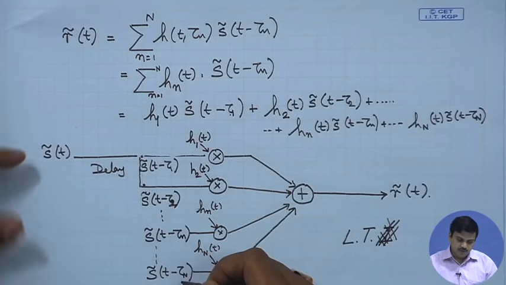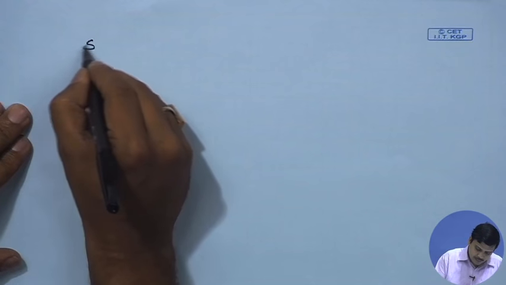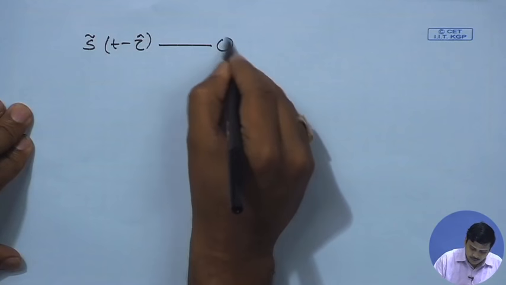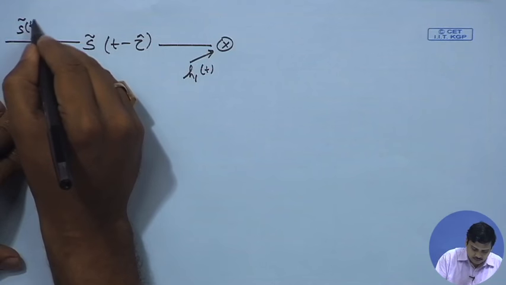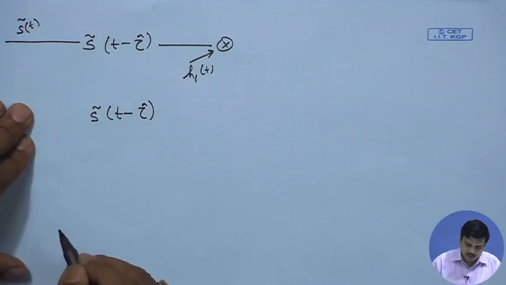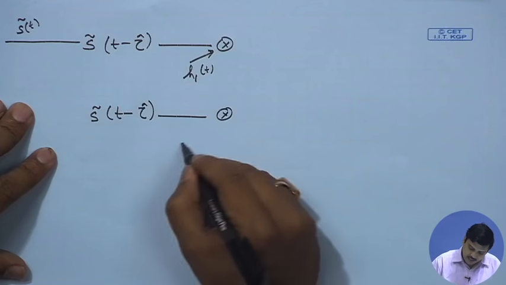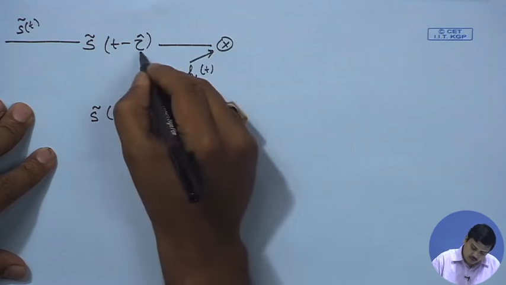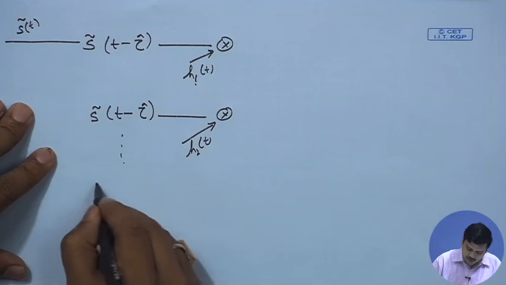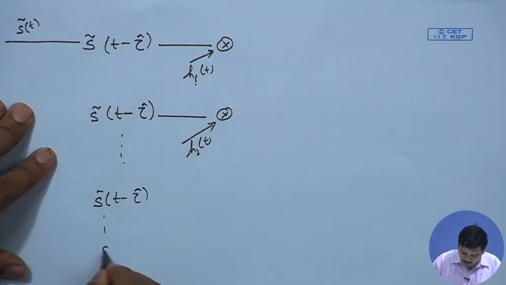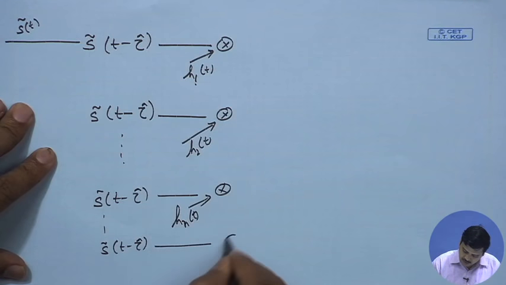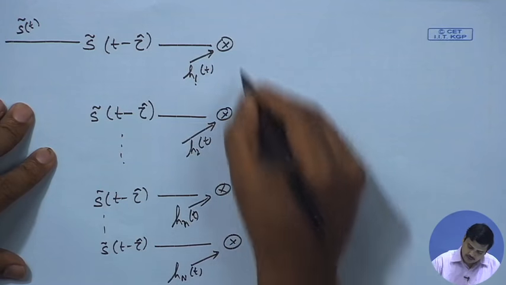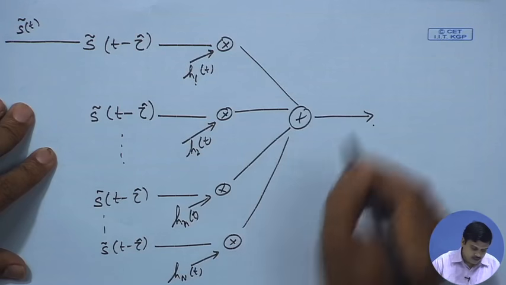So, what does it affect in our diagram? In our diagram, all these tau n's are getting modified to the same value of tau. So, what we have now is s tilde t minus tau cap getting multiplied by h 1 of t, and of course, s tilde t minus tau cap again, because the delays are the same, but getting multiplied with h 2 of t. Although the delays are the same, still the coefficients are different. This is very, very important. So, we will have s tilde t minus tau cap for all, because delays are the same, but we are going to have multiplication by h n of t up to h capital N of t, and they will all be added together and sent out.